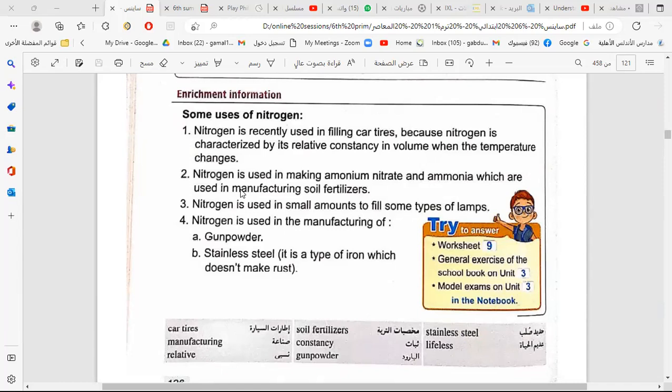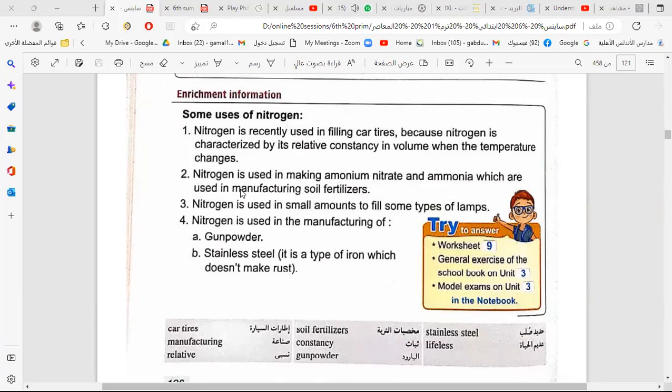in volume when the temperature changes. What does that mean? We can use nitrogen to fill the car tire. It is better than air, because if the temperature changes, the volume of the car tire doesn't change. You know, in hot weather, maybe the car tire explodes.